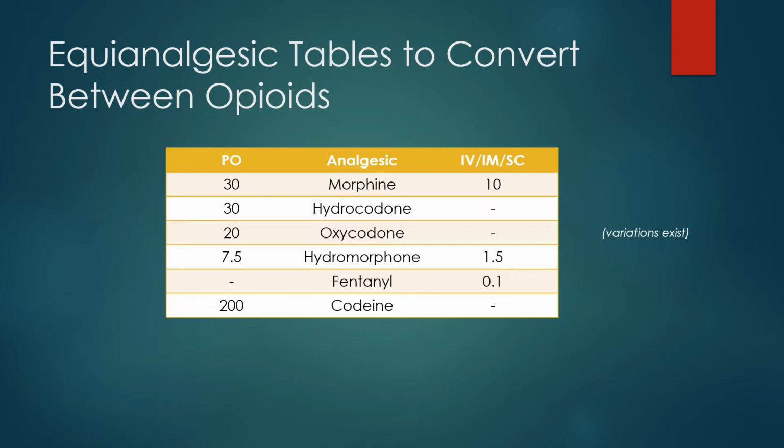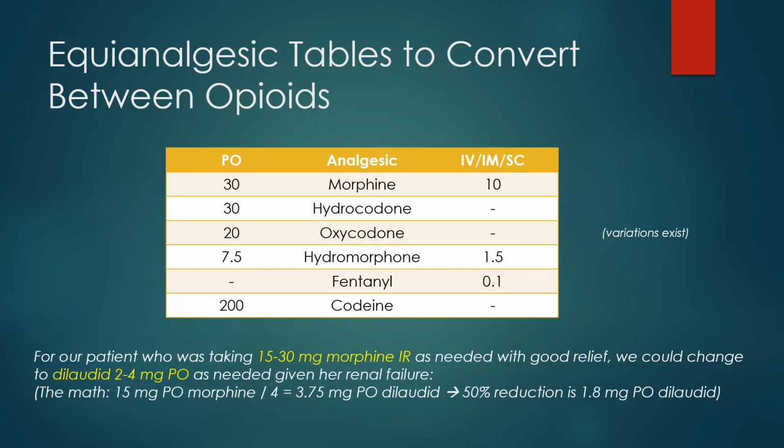This is a sample equianalgesic table to convert between opioids. A number of variations do exist. UCD Pharmacy also uses a slightly different table. For our patient who was taking 15 to 30 milligrams morphine IR as needed with good relief, we could change to Dilaudid 2 to 4 milligrams PO as needed given her renal failure.